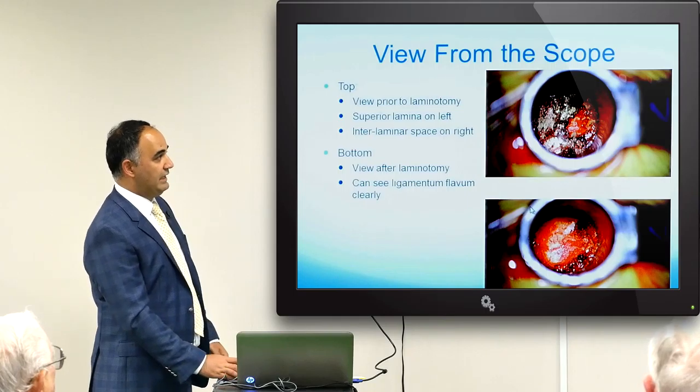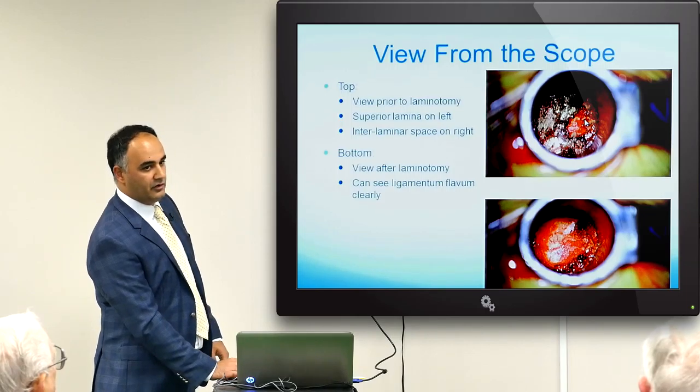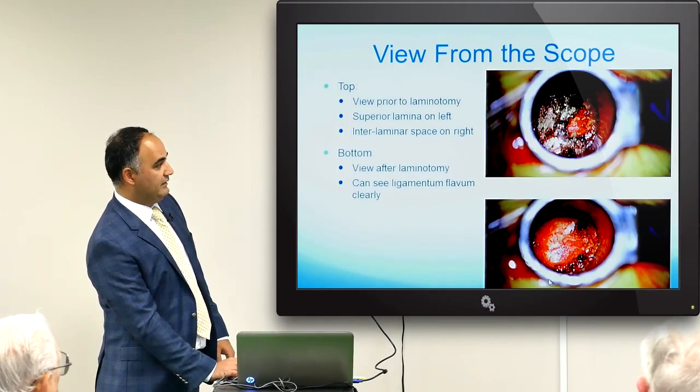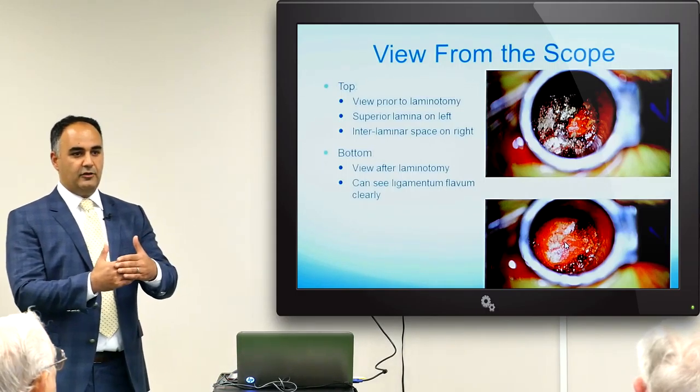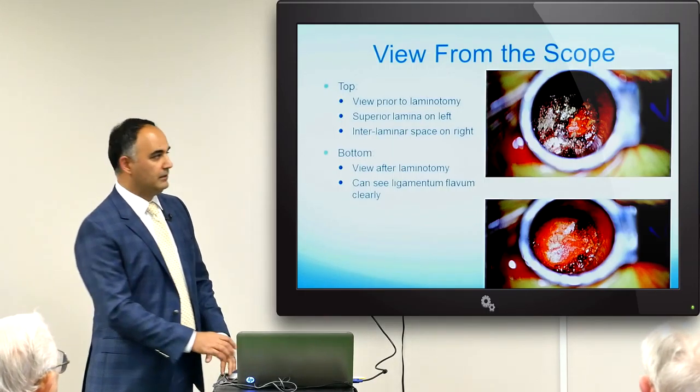And this is a view through the actual scope. This is the end of the bone here. This is our ligaments that cover our disc. And then by the time we get done, that bone is gone. Once I remove this ligament, I'm going to see your nerves. And I can move the nerve over and pluck the disc out, and we're done.